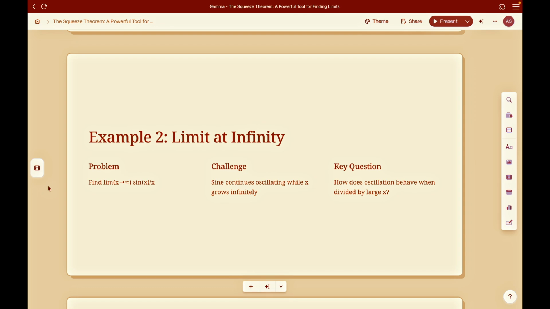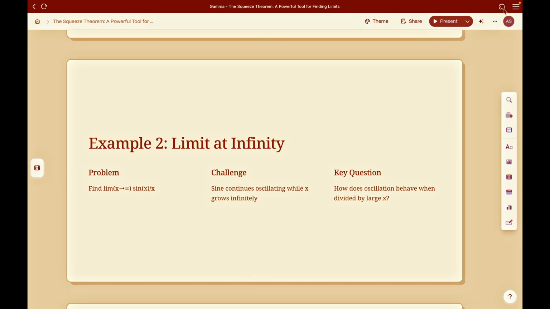So our key question is, how does oscillation behave when divided by large x? Basically, how would a function oscillate if we have divided over 1,000,000 or 1,000,000,000 or even infinity for that matter? So that's what we're going to figure out in this problem. So the first step we have to do is figure out 2 functions that this should oscillate by.